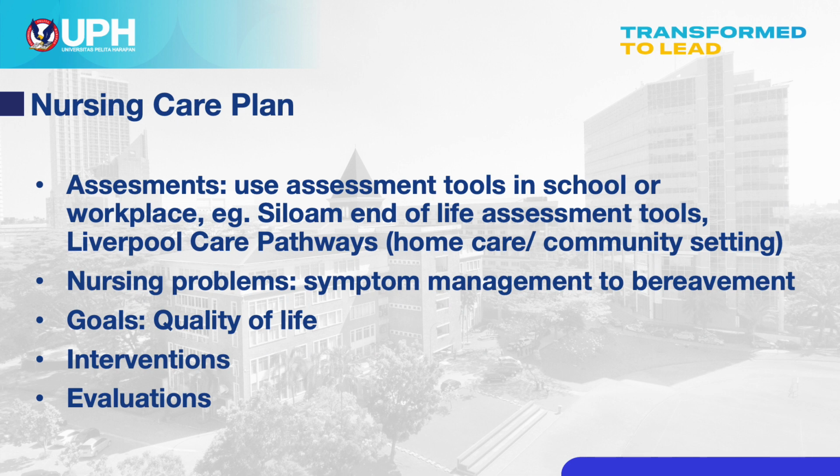In the nursing care plan, as we know, there are 5 components that we use. The first one is assessment. Please use assessment tools that are taught in school, university, or workplace, for example, Siloam end-of-life assessment tools and Liverpool Care Pathways. The second one is nursing problems. Please remember to include symptom management to bereavement process. The goal is quality of life of the patient and family. Then intervention, and last is evaluation.